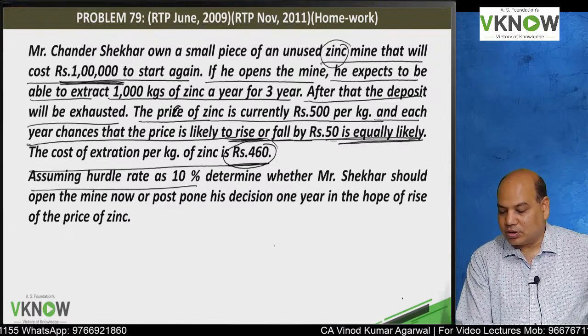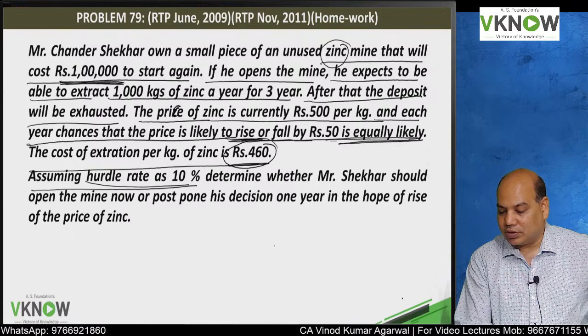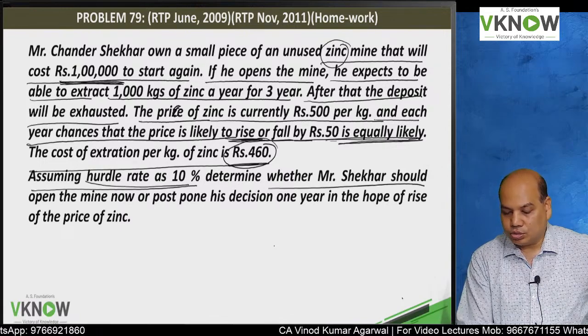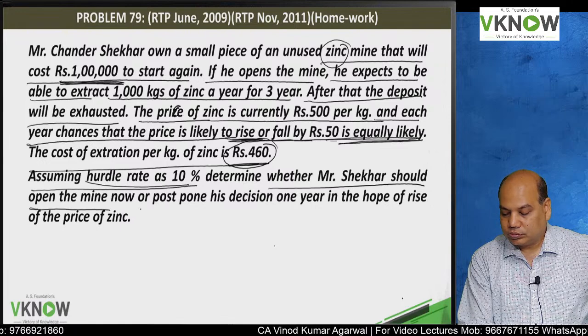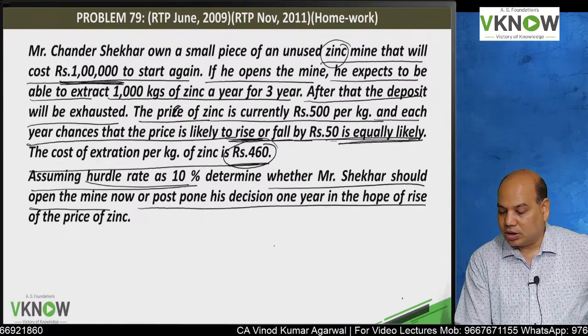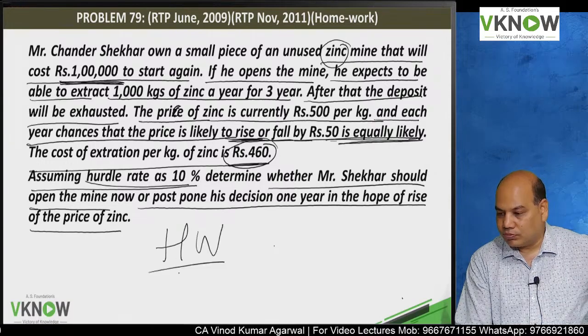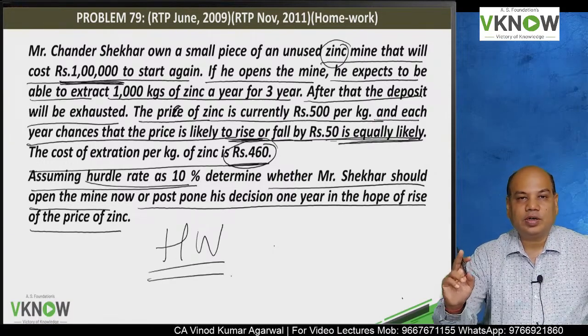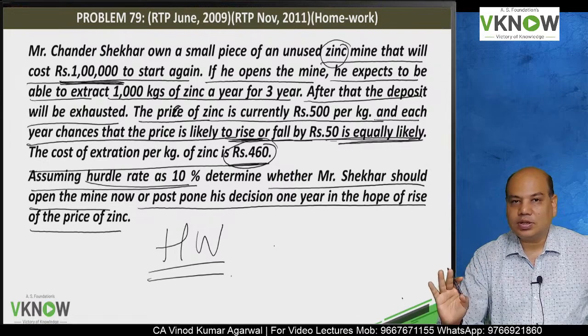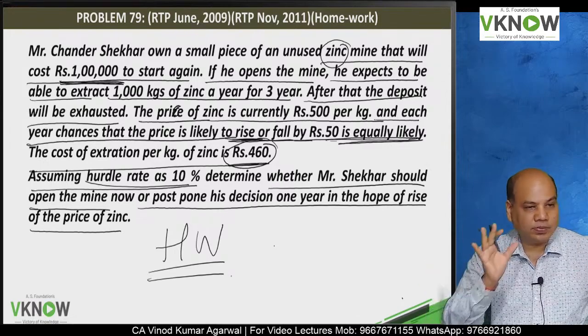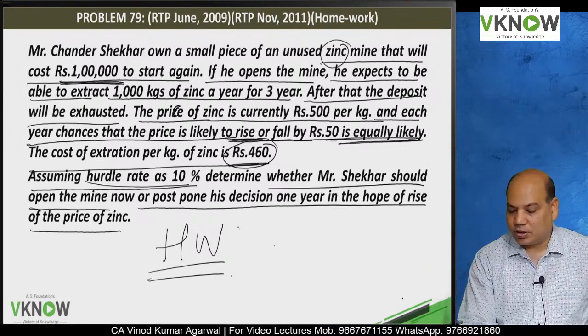Assuming discount rate is 10%. Hurdle rate means discount rate. Whether Shekhar should open the mine now or postpone the decision after 1 year in the hope of rise in the price of zinc. Homework. You will solve it like the first part. This time there is no abandonment option. You please solve it like first part.